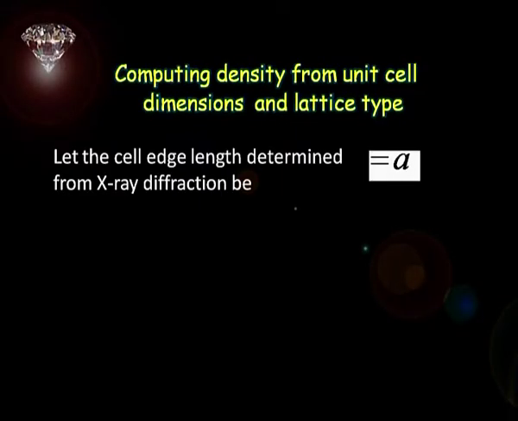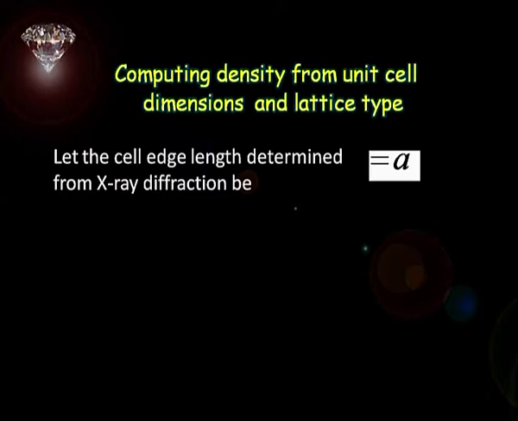So, it means all the dimensions of the cubic unit cell can be computed just from the edge length. And also if you know the lattice type, these two pieces of information put together, I can compute the density of the unit cell. Let us see how we proceed for this. So, let us assume that the edge length, which is determined from the X-ray diffraction, to be equal to a units of length.